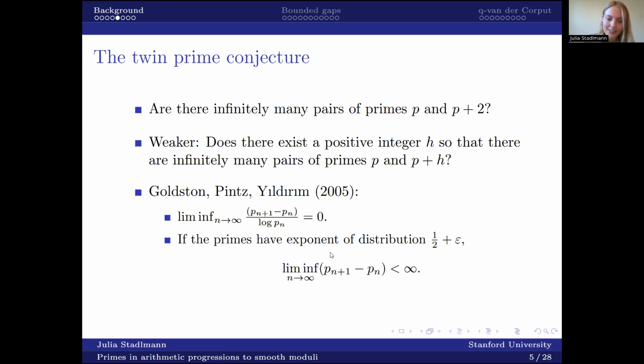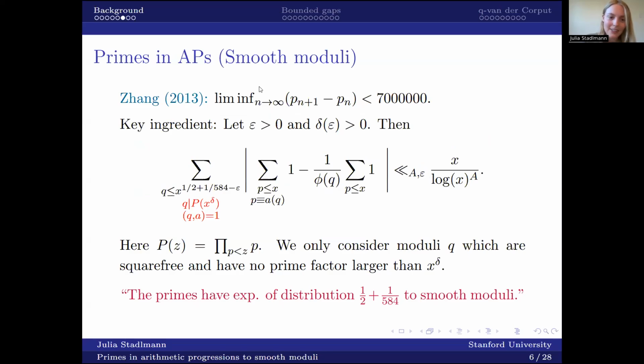So at least with a large exponent of distribution, it was known that such an h exists. And that was a big breakthrough in itself, but unfortunately we were stuck at getting an unconditional result until Yitang Zhang made his breakthrough in 2013. And the way he got around the issue of not being able to improve the exponent of distribution in the Bombieri-Vinogradov theorem was to look at not all moduli, but just the ones that are smooth.